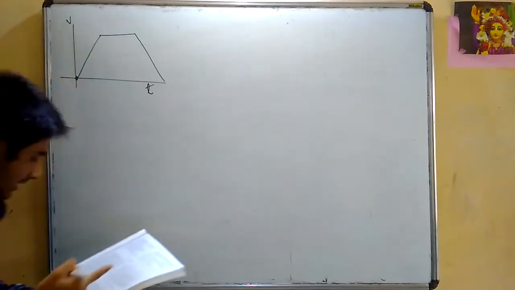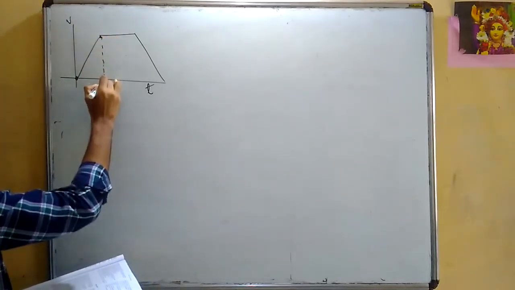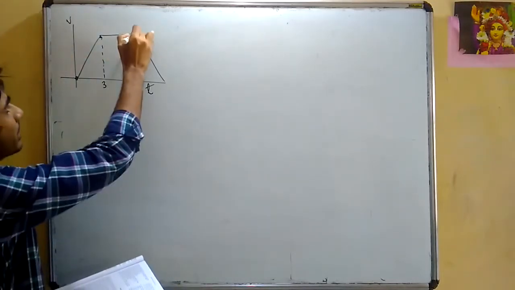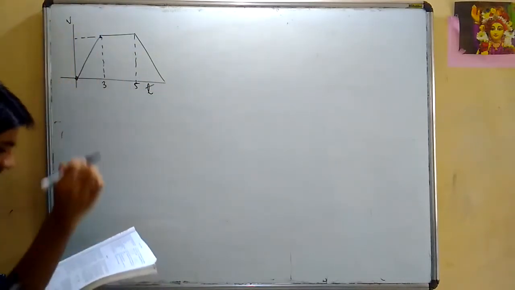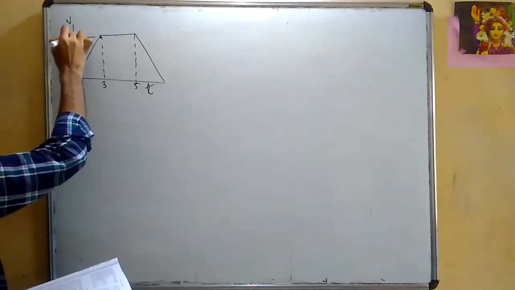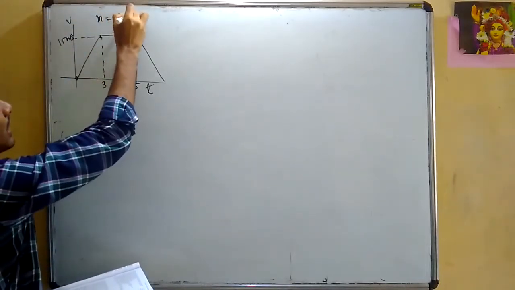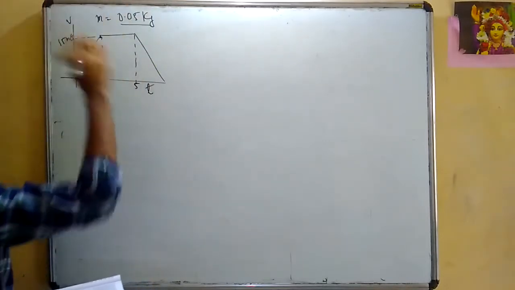If you carefully study the graph, you will see that this particular point is 3 seconds and this particular point is 5 seconds. What is the speed as given? It is 15 meter per second. And the mass of the body is given as 50 gram. I'll write it as 0.05 kg, right? 1, 2, 3, yeah, 0.05 kg.